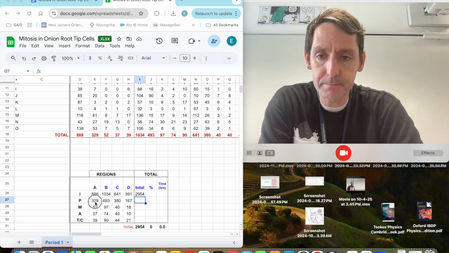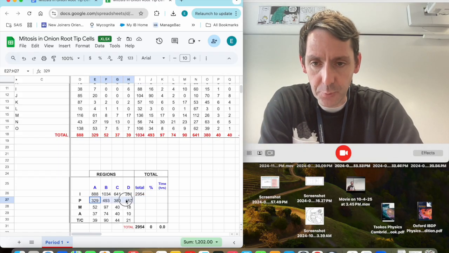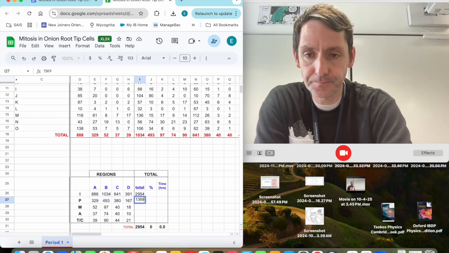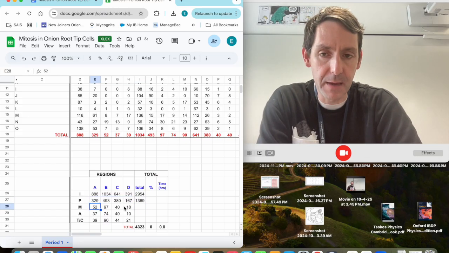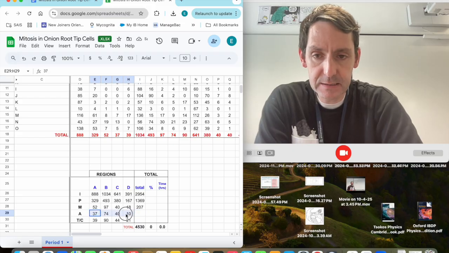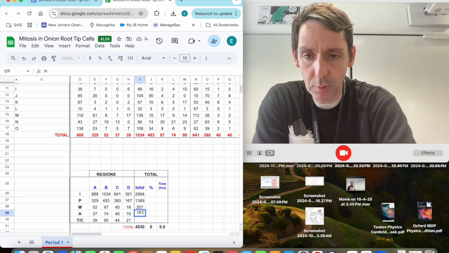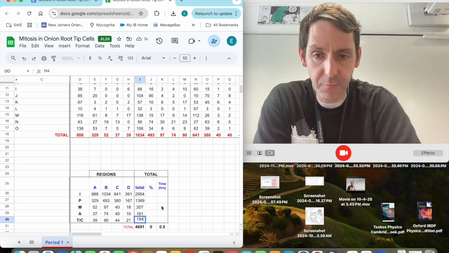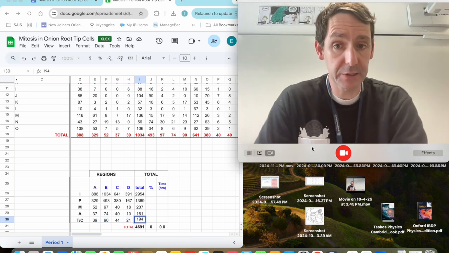You can follow along. So I've got my prophase, which adds up to 1,369. I've got my metaphase, which adds up to 207. My anaphase, 161. And my telophase, 194. All right, so now I've added them all together.